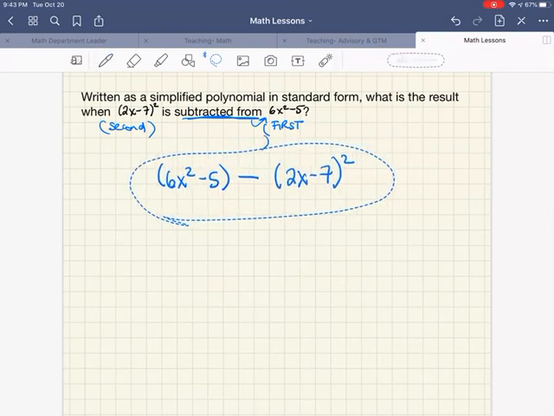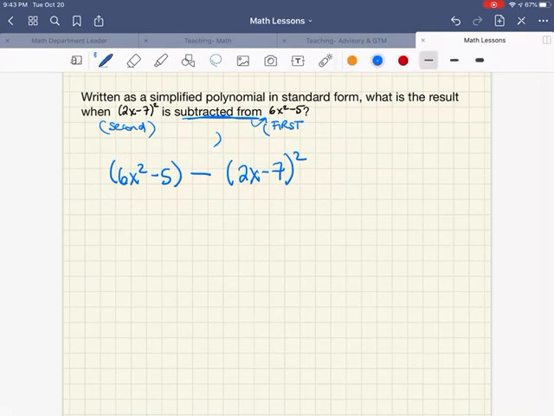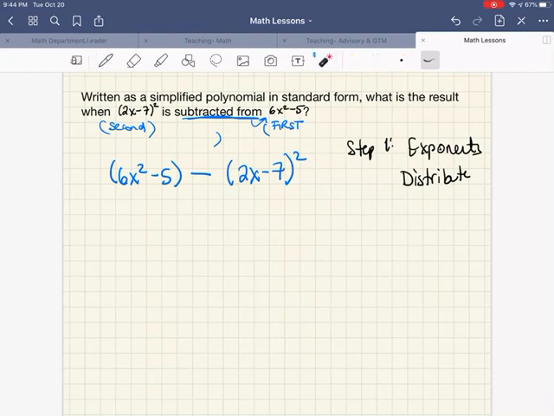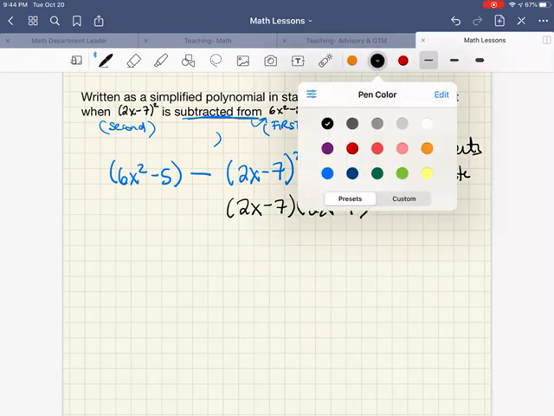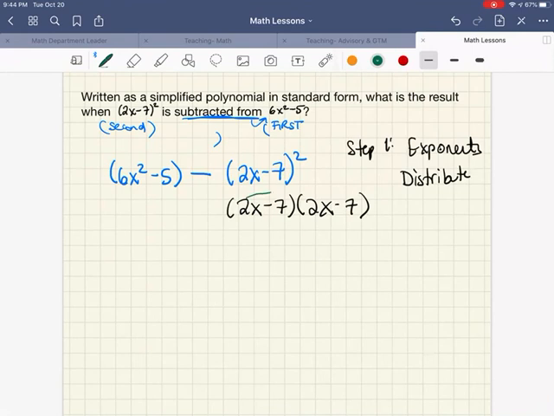Now remember that we just said, I'm going to just slide this over, that the first step, okay, step 1 is exponents and distribute. So we do have an exponent here. That exponent right there tells me that I have to write that twice. So I'm going to do that. I write 2x minus 7 twice. And now you're going to do the box method or the FOIL method. I'll just do FOIL.